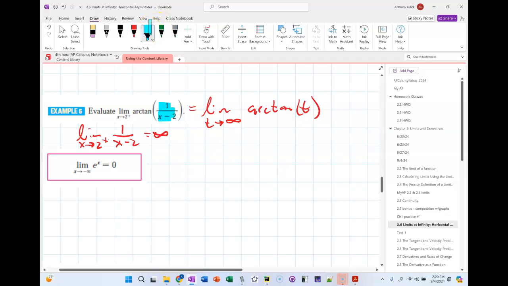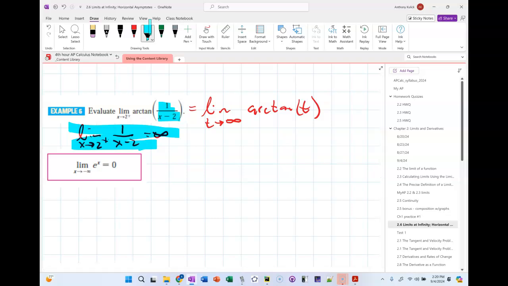Because this is like plugging in infinity into here, right? That's what this part is saying. So I'm just going to replace that whole interior with a new variable. I'll call it t or y or a or whatever. And we'll have the limit going to positive infinity. And this is now something I have a formula for, right? This is a theorem.